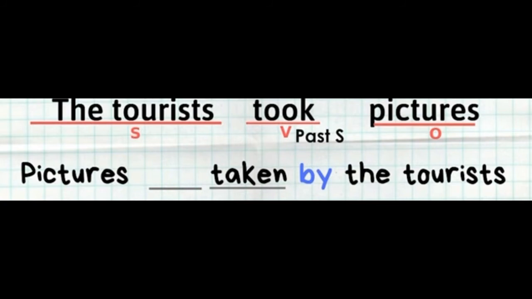So, since it's past simple, we are going to make the verb to be in past simple, was or were. Since it's pictures, plural, we are going to add were. Now we have the third example.